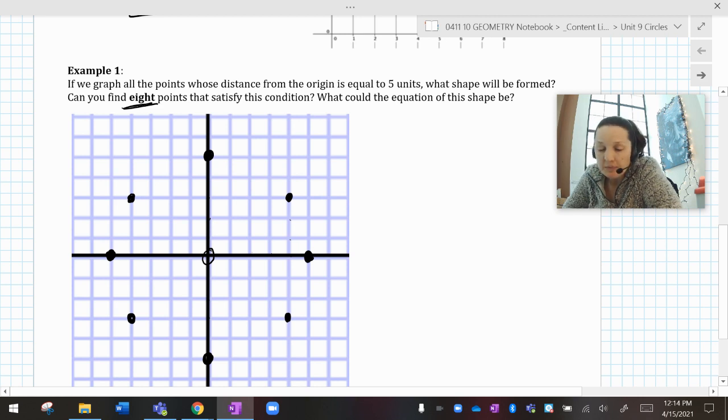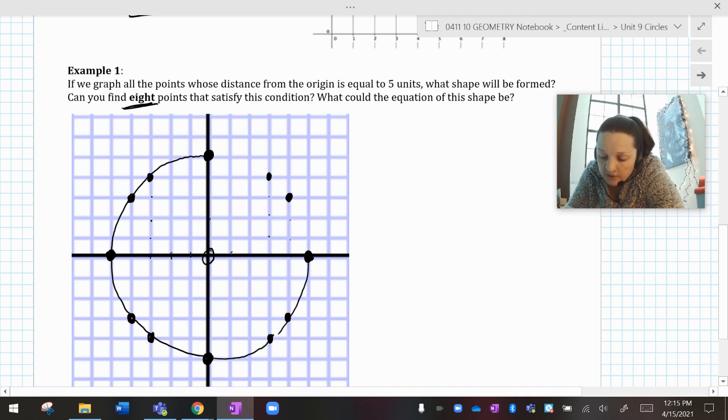I'm starting to see something. I'm going to go one step further. Let's find 12 points. A 3 by 4 triangle would work. So what if I went left 3, up 4? That would be a 3 by 4 right triangle. That should still have a length of 5. So right 3, up 4, down 4. Oh, I see it. That's a circle. The locus of points, fancy math word, the locus of points that are a certain distance from a given point will always make a circle.